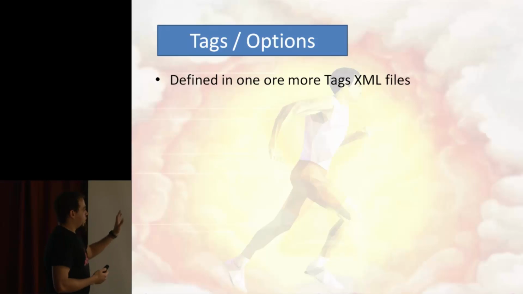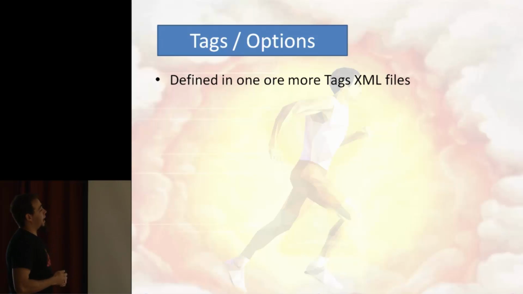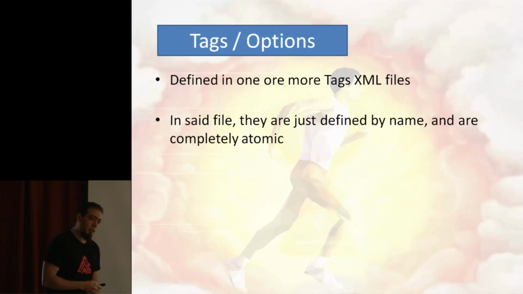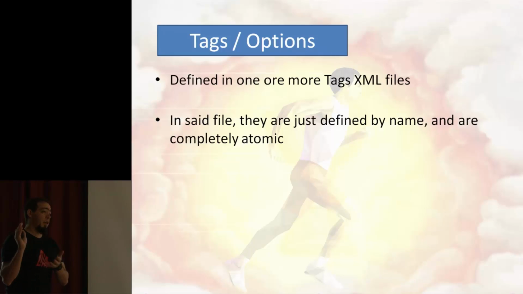Not one or, of course, it's one or more. They are defined in one or more XML files that look exactly like action XML files. I know I've said this 100 times, but I'll keep saying it because it's the guiding principle in CryAnimation. When they are defined that way, they are completely atomic, they are stateless, they have no idea what's going on. They're just a group of tags that you can set on a character and it's like, okay, sure, we don't care.